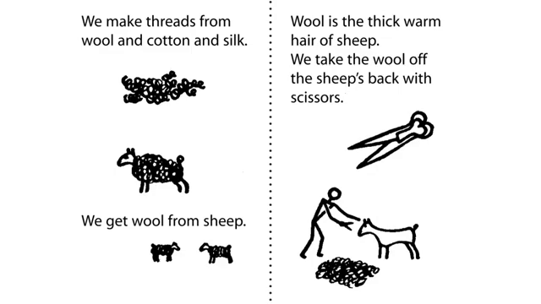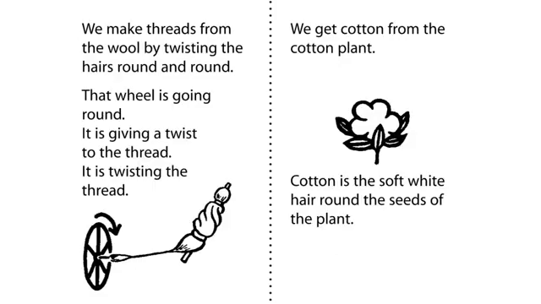We get wool from sheep. Wool is the thick, warm hair of sheep. We take the wool off the sheep's back with scissors. We make threads from the wool by twisting the hairs round and round. That wheel is going round. It is giving a twist to the thread. It is twisting the thread.